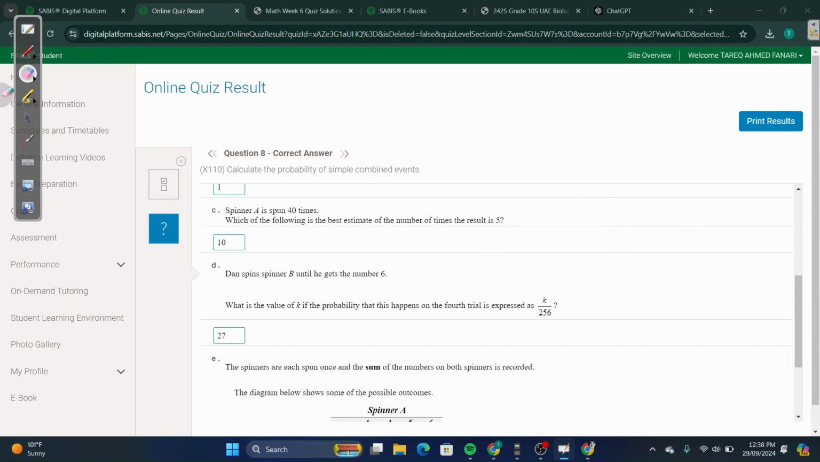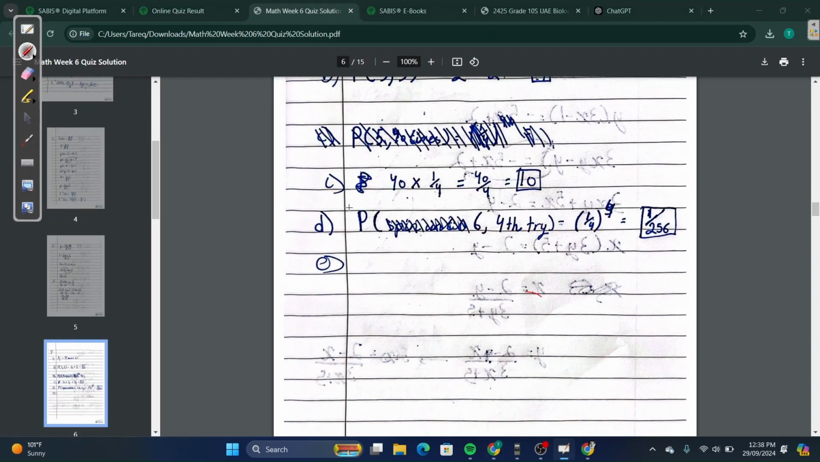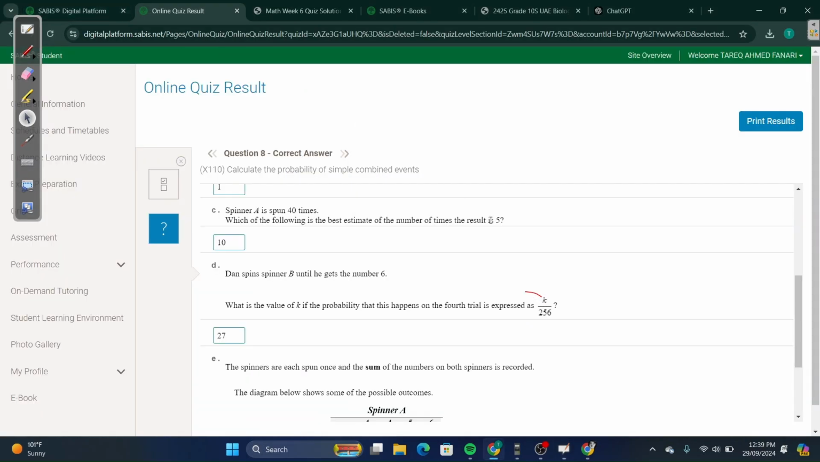Okay, moving on. Spin spinner B until he gets the number 6. What's the value if this happens on the 4th try? Now, I made a mistake in the solutions. This is incorrect because it means he got 6 all 4 times. That's not what they told us. If it happens on the 4th try, that means he failed 3 times and got the 6 on the 4th time.